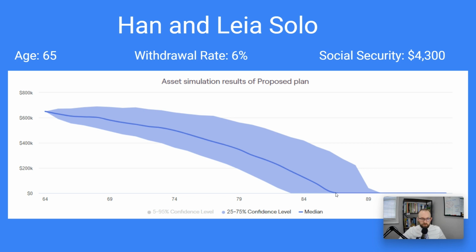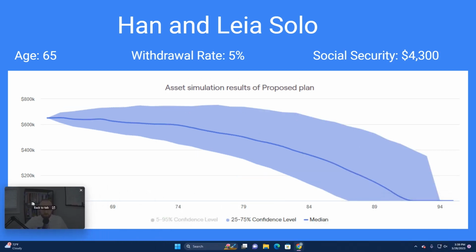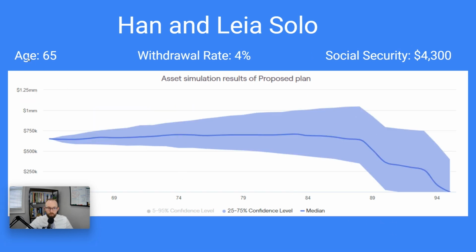If we go to the same situation, but we do a 5% withdrawal rate here. So we're looking at, again, retire at 65, $4,300 in Social Security, same asset base. You're looking at late 80s at that point. We do a 4% withdrawal rate. Now they're making it through long-term care, and they're making it to their mid to late 90s at that point.